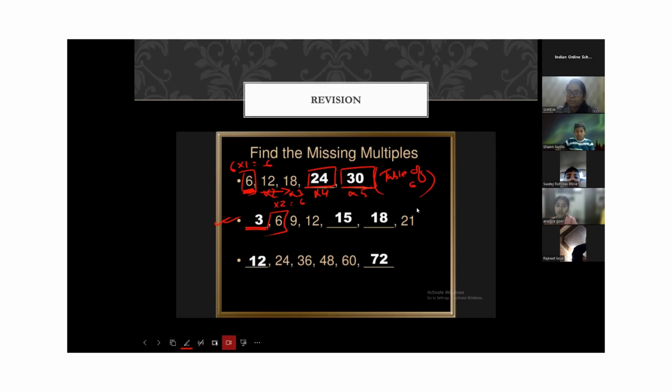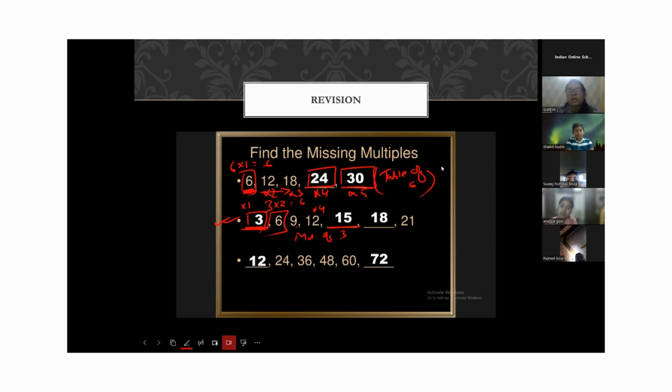3 into 2. 3 into 2 gives you 6. So that means what? This is the multiple of 3. Yes or no? Can we say that, Anugya? Yes, ma'am. So see, the first one was blank. So I filled up 1 times 3. Okay. Next was 2 times, then 3 times, then 4 times.